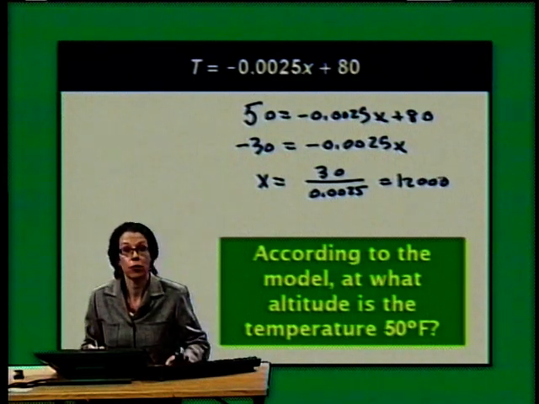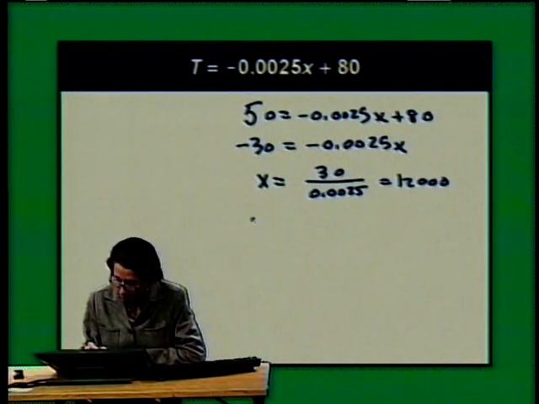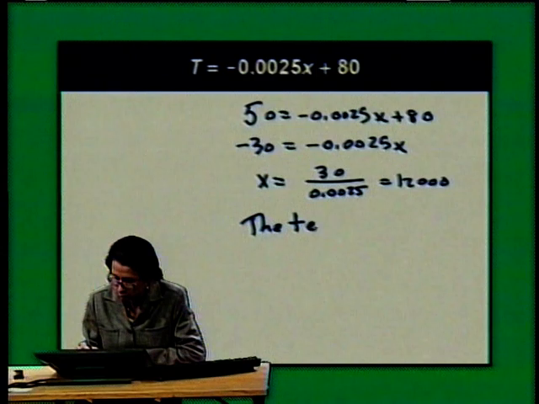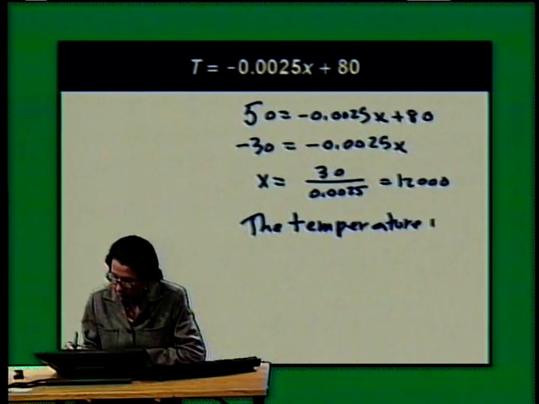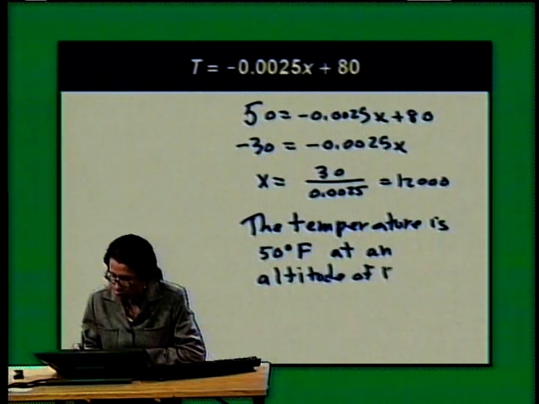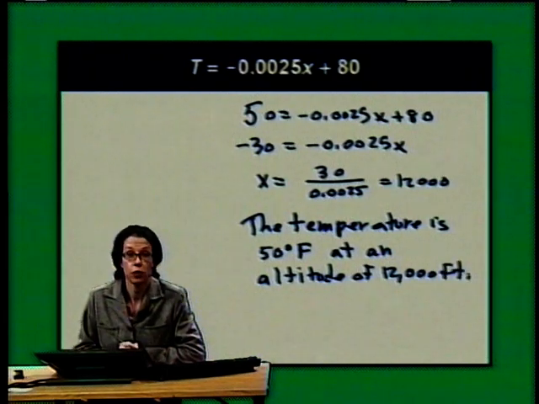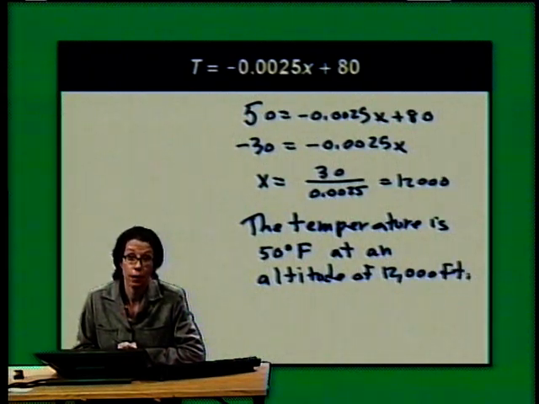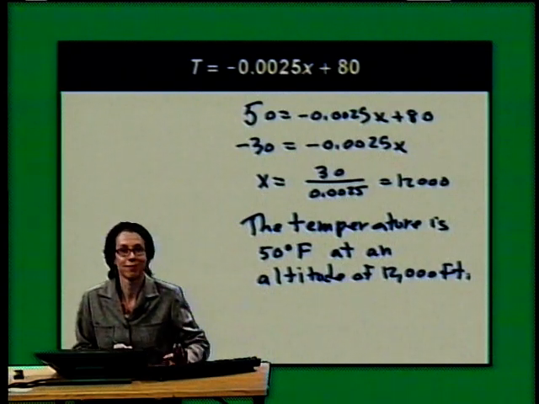So now I can answer the question. The temperature is 50 degrees Fahrenheit at an altitude of 12,000 feet. I don't know if Jo's going to be able to climb that high in her car, but maybe. So that ends lesson 17.